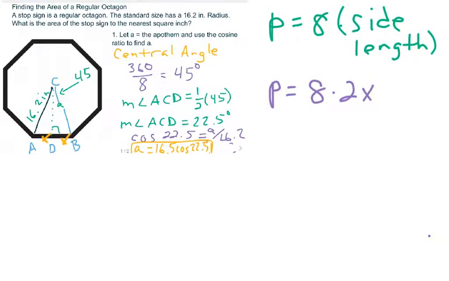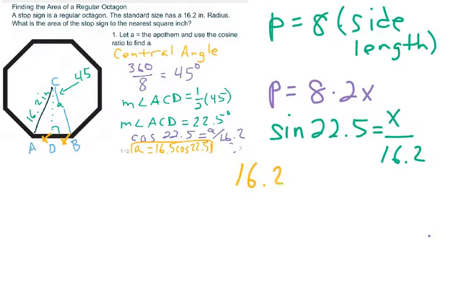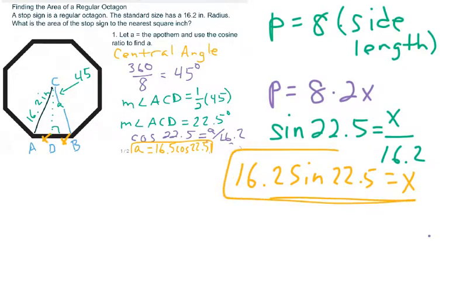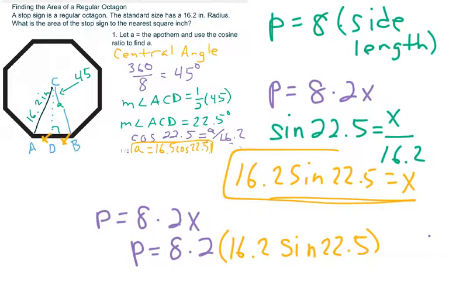To solve for x, we'll use the sine ratio. Sine equals opposite over hypotenuse. So we have sine of 22.5 equals x over 16.2. We solve for x by multiplying 16.2 on both sides, and we get 16.2 sine of 22.5 equals x. Because our perimeter equals 8 times 2x, an expression for the perimeter would be 8 times 2 times 16.2 sine of 22.5.